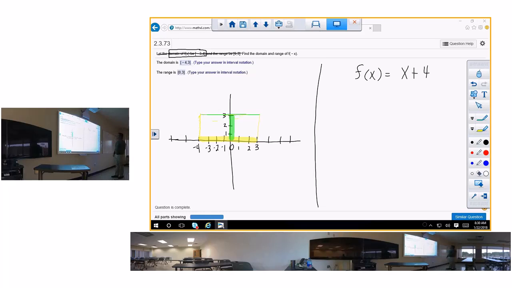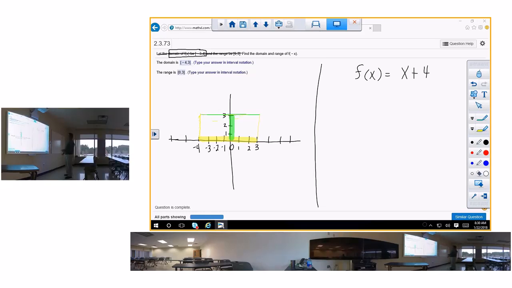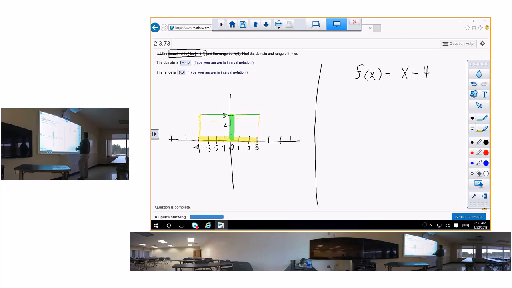And we know that that function is going to look like a straight line that's going to go through 4 right here, and it's going to have a 1-to-1 ratio, so it's going to look something like that. Now, if you plug in a -x, which is what the question is asking, then that's going to give you -x plus 4, which would look like this.